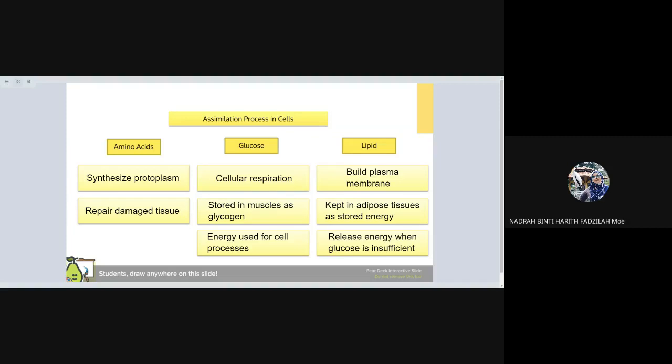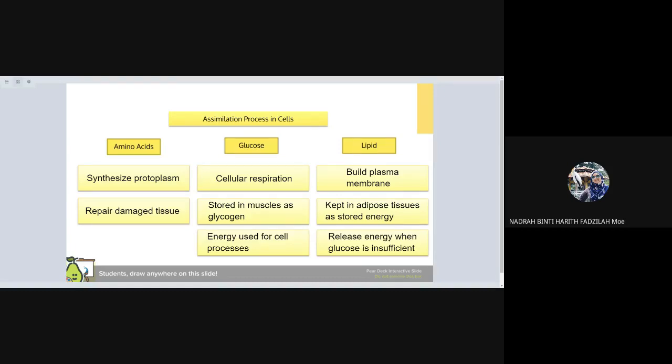Kenapa, why is this process possible? Because the elements that make up lipid adalah sama dengan the elements that make up glucose, iaitu carbon, hydrogen, oxygen. Cuma dia punya ratio between hydrogen dengan oxygen tu slightly different. Itu saja. But still our body can use it lah.